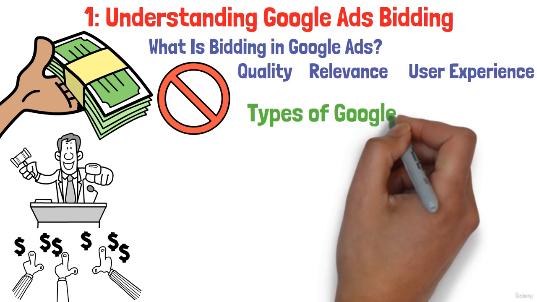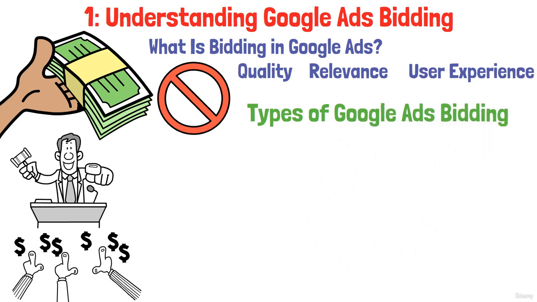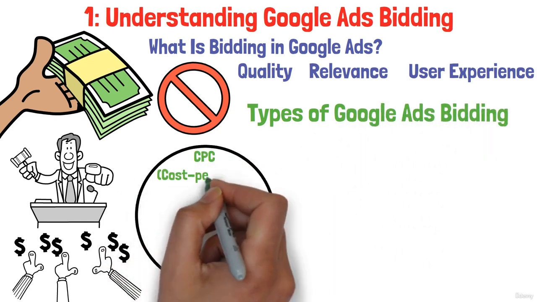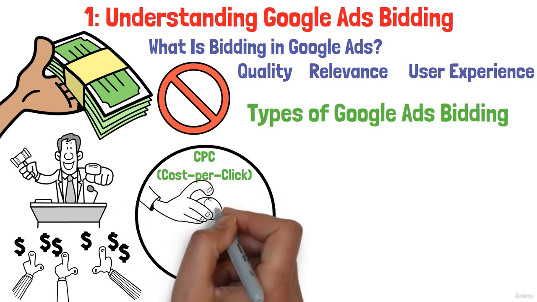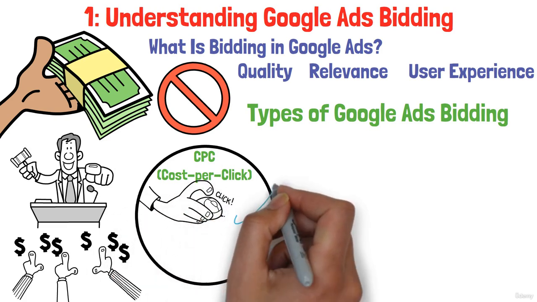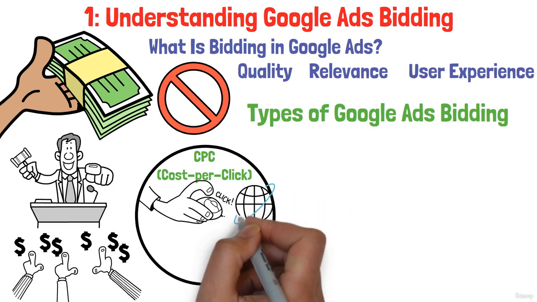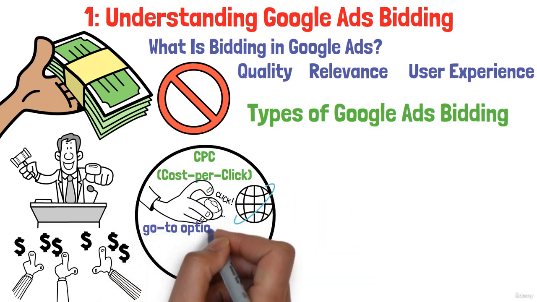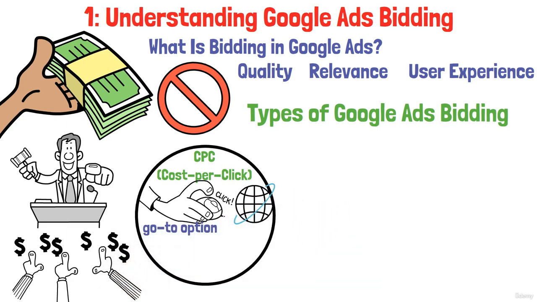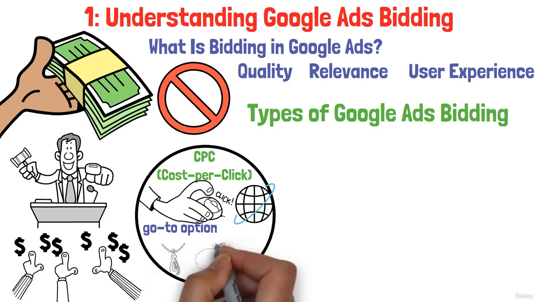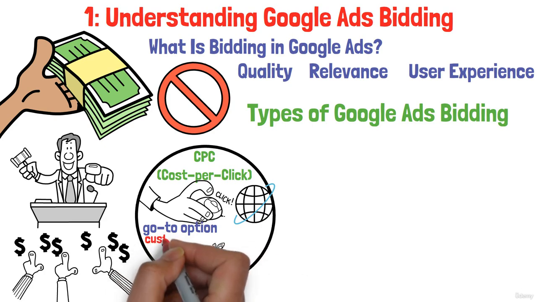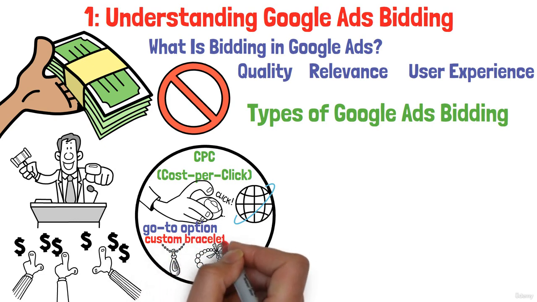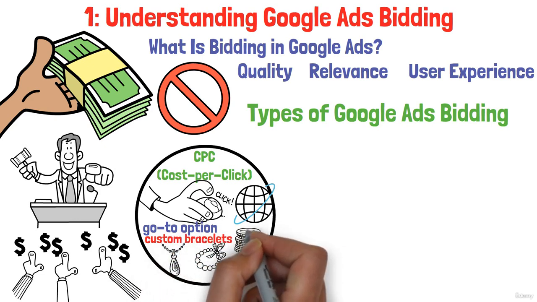Types of Google Ads bidding. 1. CPC, cost per click. This is the most common bidding model where you pay when someone clicks on your ad. If you're aiming to drive traffic to your website, this is your go-to option. Example. For instance, let's say you're selling handmade jewelry online. With CPC, you would bid for the keyword custom bracelets and only pay when someone clicks on your ad, showing interest in your product.